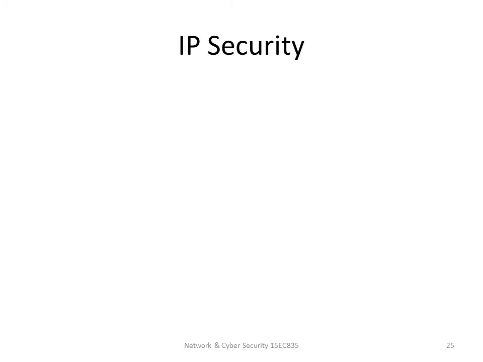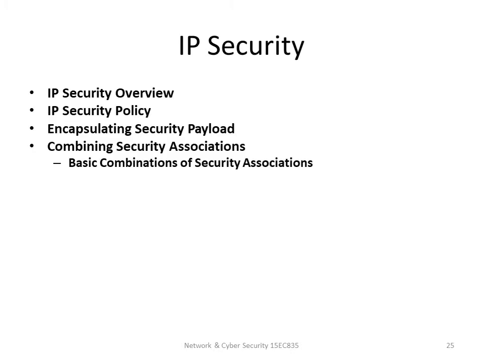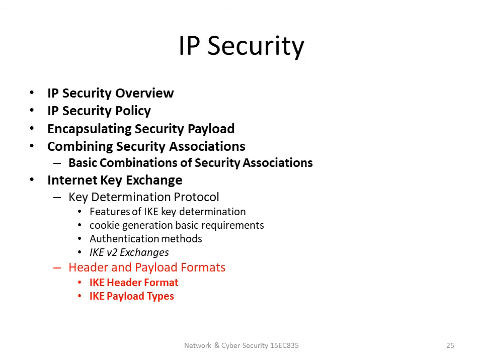Now, we have seen the Internet Key Exchange, in which we have seen the key determination protocol. We have seen the features of IKE key determination, and the cookie generation basic requirements. Then we have seen the authentication methods and we have also seen the IKEv2 exchanges. Now we will continue with header and payload formats. In that there are two subtitles, IKE header format and IKE payload, and this will be followed by cryptographic.